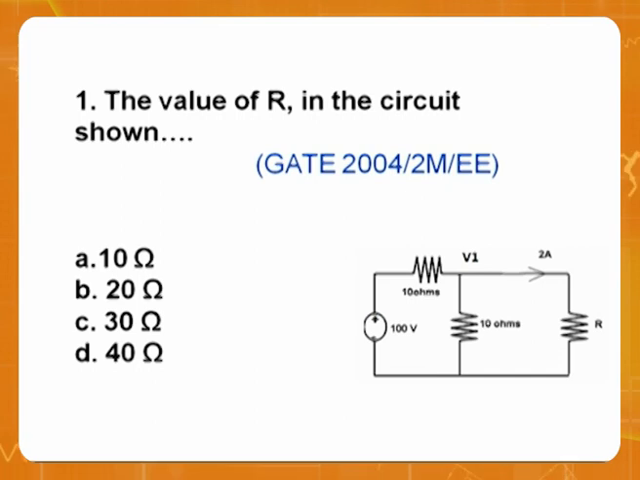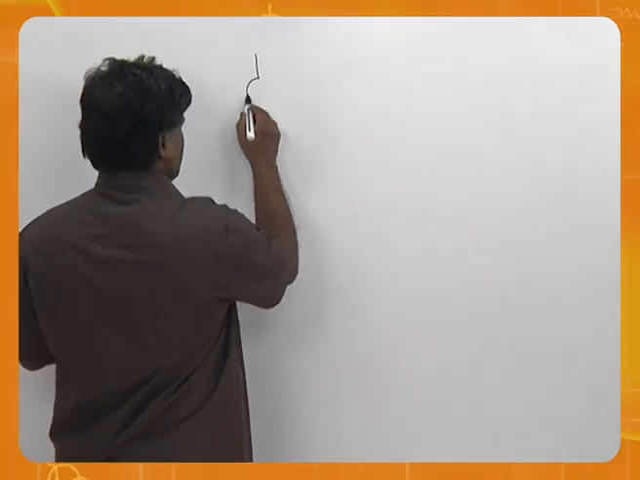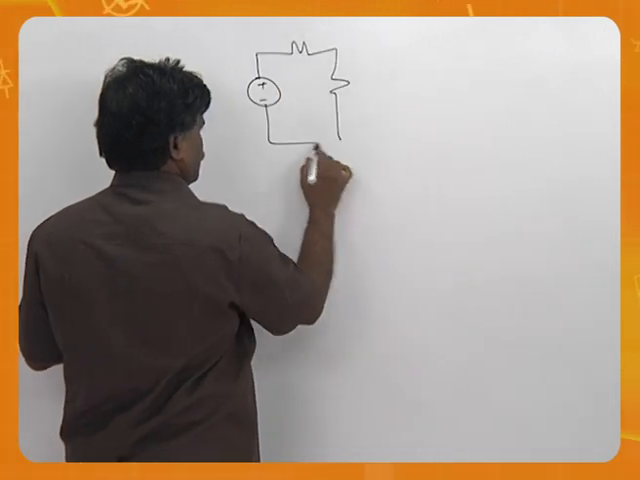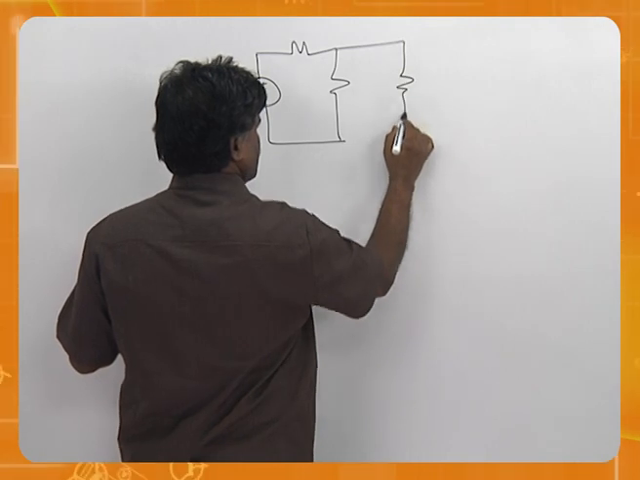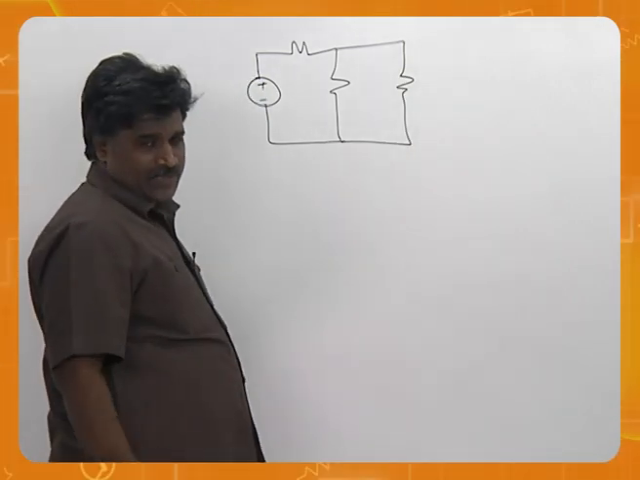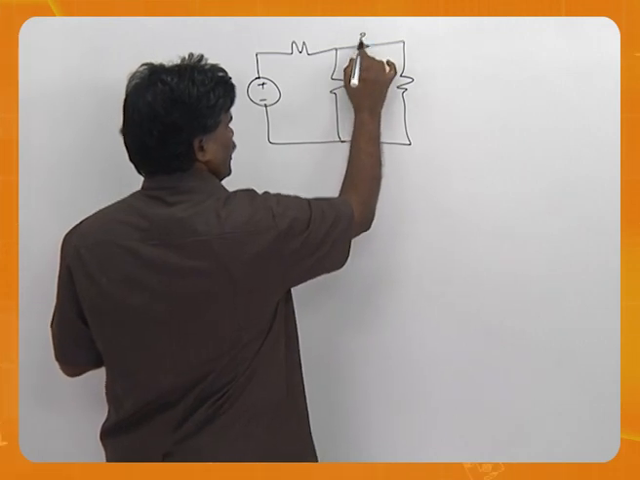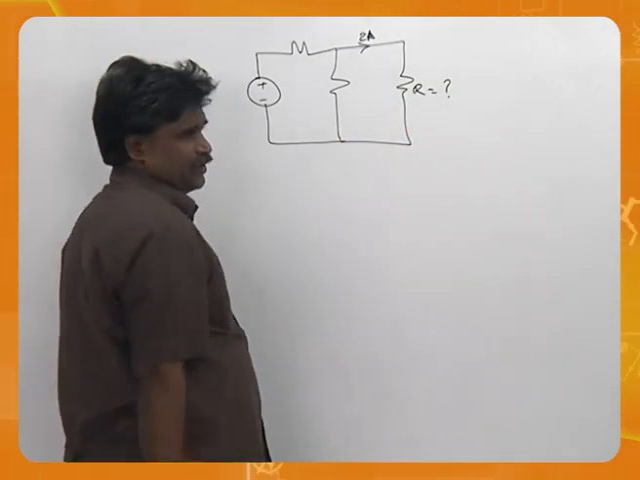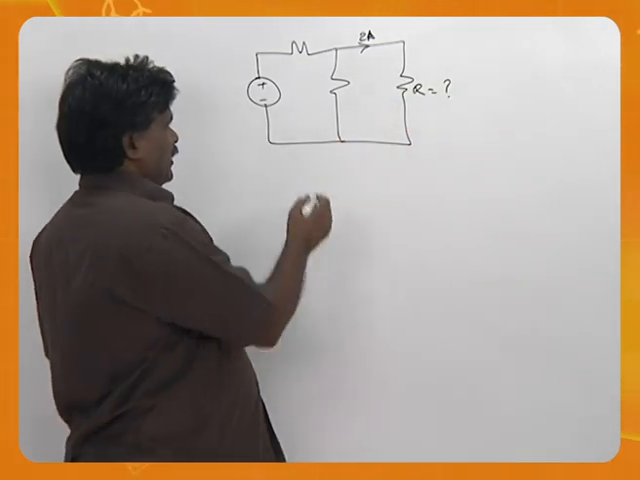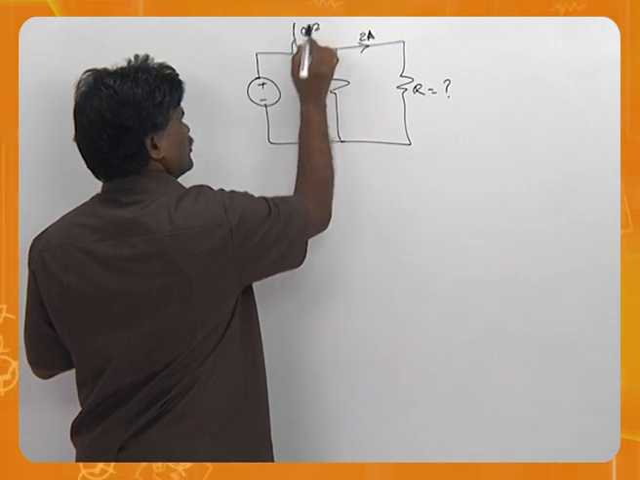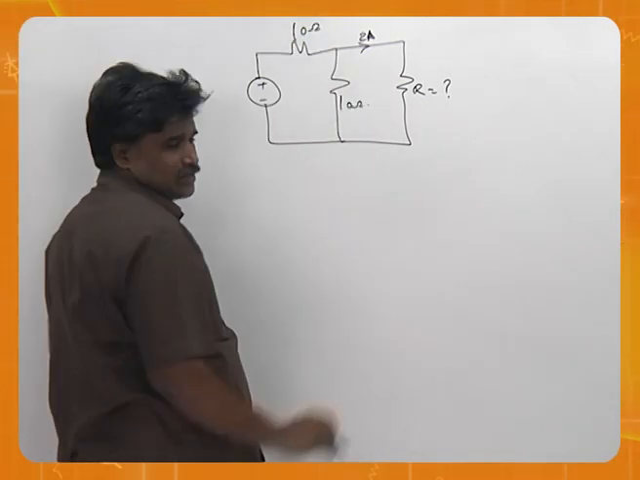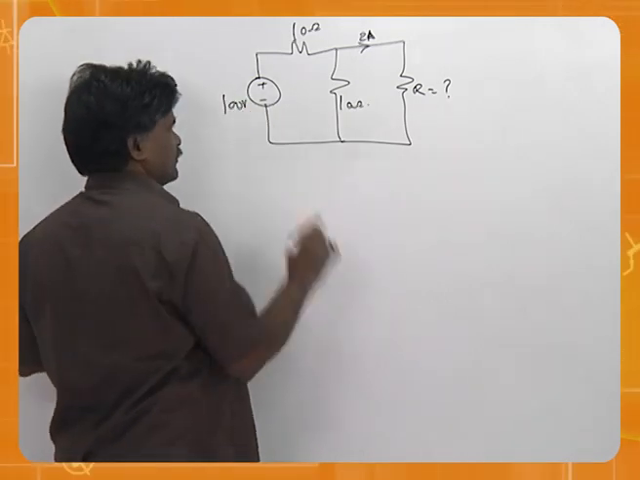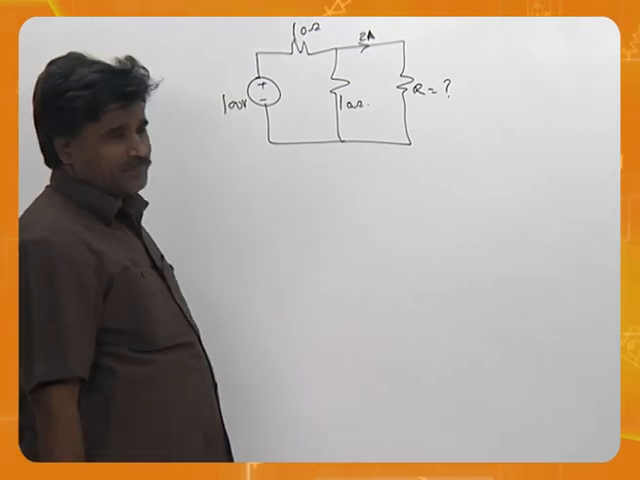For example, look at this circuit. This is the circuit you have, and here is the circuit as it is mentioned. This value, 2 amperes, is given. This we need to calculate. And this is given as 10 ohms. Another given as 10 ohms. And this is given as 100 volts. So this is a problem given to you.